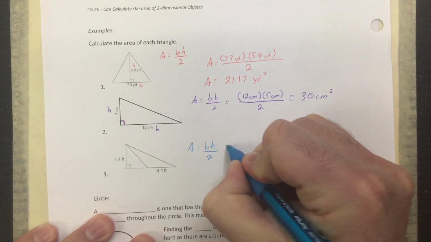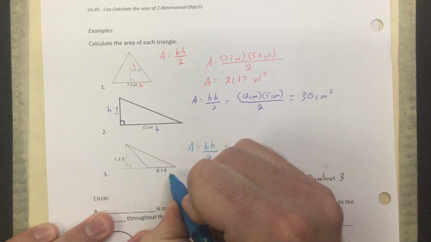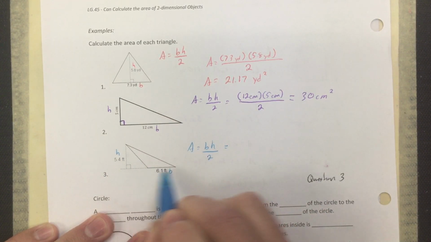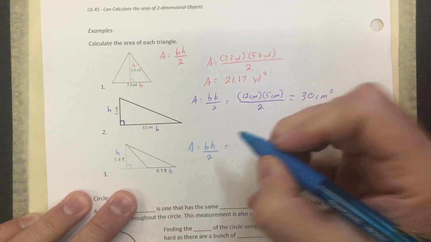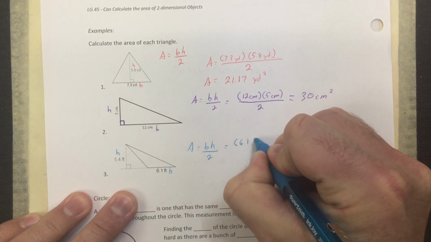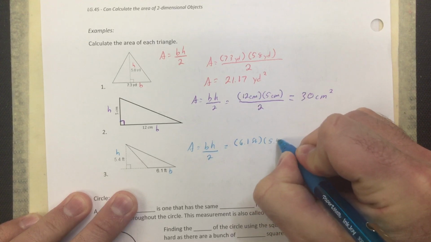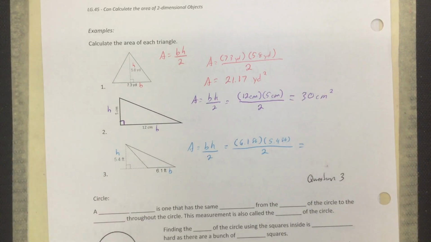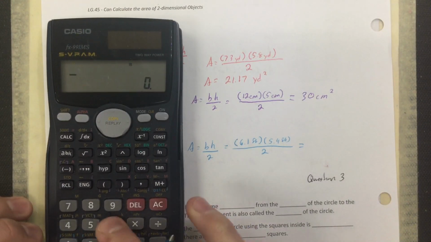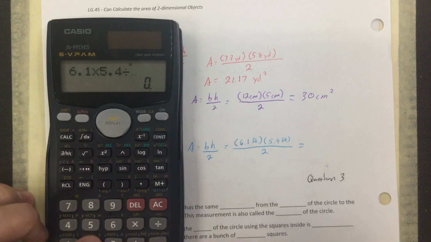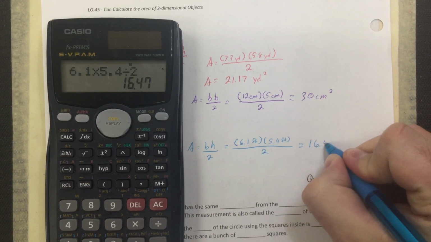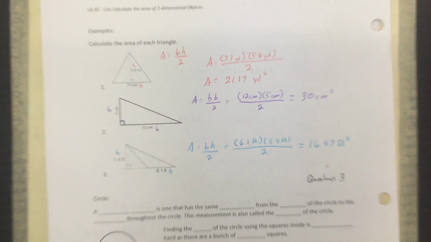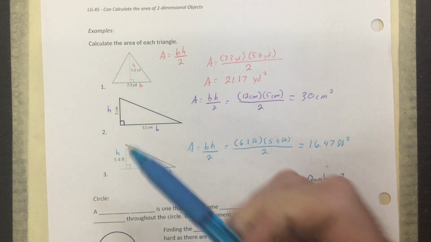All right, our last one here, this is an obtuse triangle. We have a base here, and this is going to be our height, even though it's on the outside. It's from our base level, perpendicular to the peak. Base 6.1 feet, height 5.4 feet. Divide that by 2, as always. And now we've got decimals again, a little tougher with decimals. 6.1 times 5.4 divided by 2. And this is 16.47 feet squared. So that's dealing with triangles.